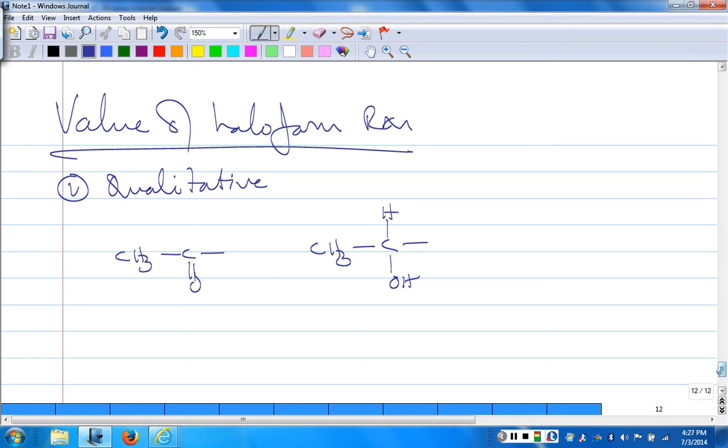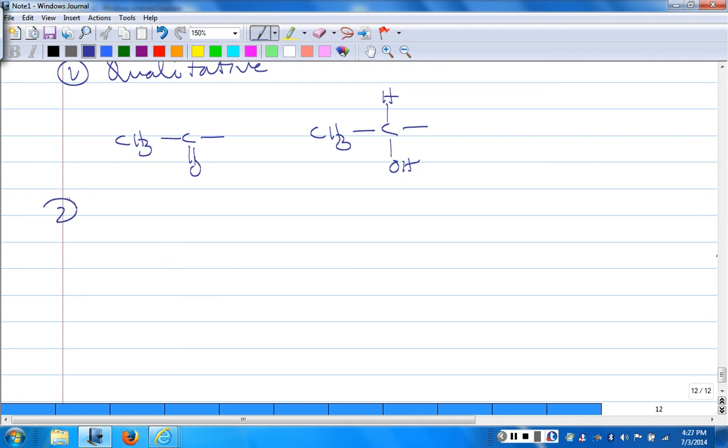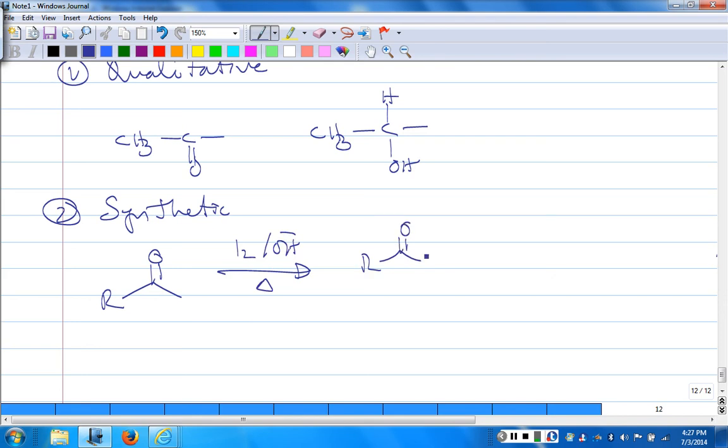The other value of the haloform reaction is synthetic. Because what it does is it allows me to convert methyl carbonyls and methyl carbinols, it allows me to degrade them specifically at the methyl group. So if I use warm basic iodine, what I would get would be the carboxylate and CHI3. I'm not so concerned with this, I'm concerned with that. So this allows me specifically to excise the methyl group.